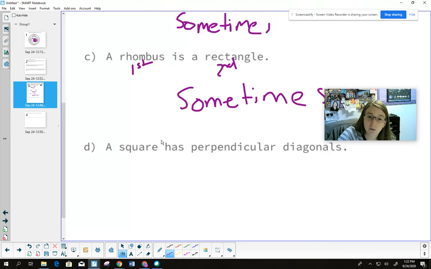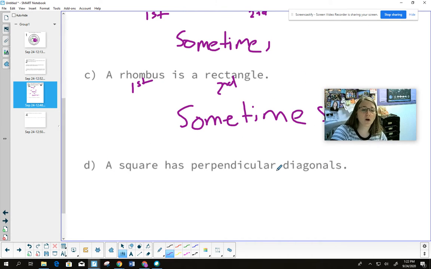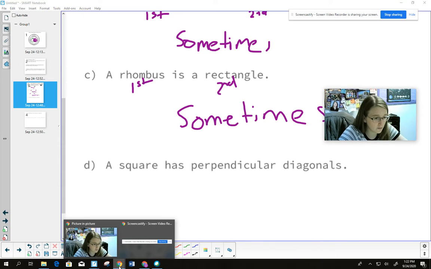Now we have D. Now this one looks different. A square has perpendicular diagonals. What you need to do first is look at your property list and see, is this in squares' properties? If that's the case, then it's always. If that property is on square, our answer is always. So let's check that first. I'm going to pull it up.